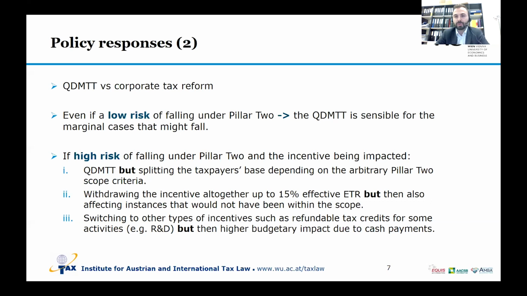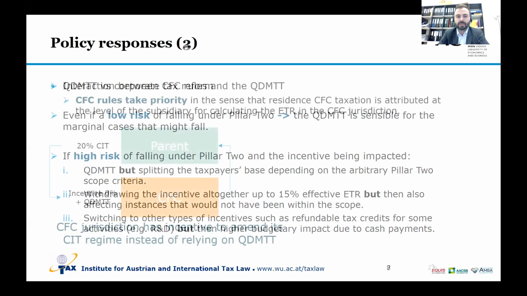The third option is, of course, also to switch the type of incentive that is being used to ones that are less affected by the Pillar 2. And here I would, for instance, refer to the qualified refundable tax credits. However, the downside there is that this will have generally a higher budgetary impact due to the fact that you need to actually make cash payments to the sectors that are enjoying this sort of incentive. But there is another reason to think about a general corporate income tax reform rather than going down the QDMTT road. And this is on the next slide, if you can change with Belisa.